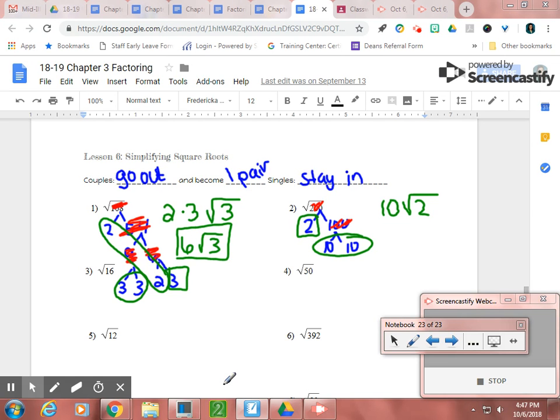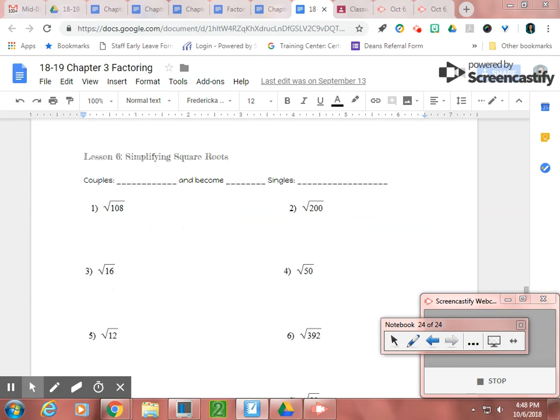So if you would have broken this down even more into 5 and 2 and 5 and 2, you would have gotten a couple of 5s and a couple of 2s, so you'd have 5 times 2 root 2, which is still 10 root 2. So it doesn't matter if you want to do it the long way or not. But as soon as you see a pair, you don't have to go any further than that.